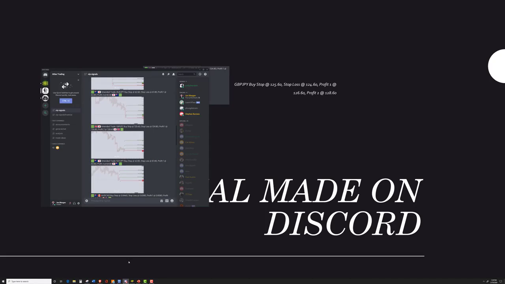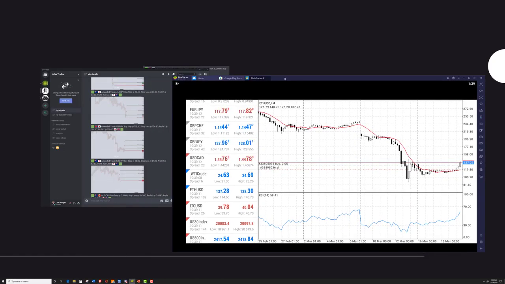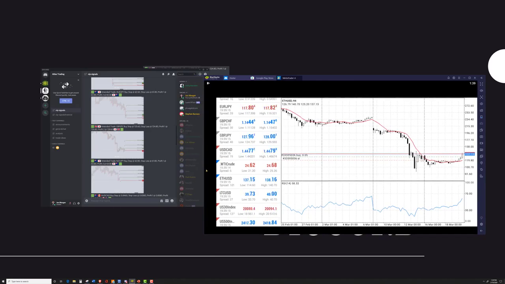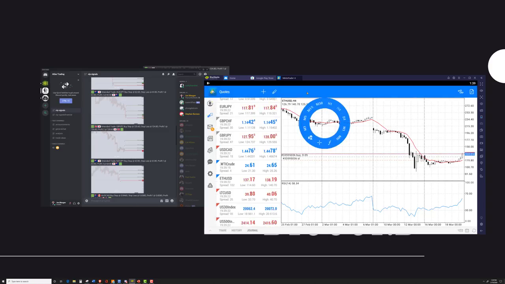A lot of people like to use the mobile, but this is an emulator of the MT4 app. It looks pretty much like this on your phone too, depending on how big your phone is, but the interface is pretty much the same, the symbols and such, okay?